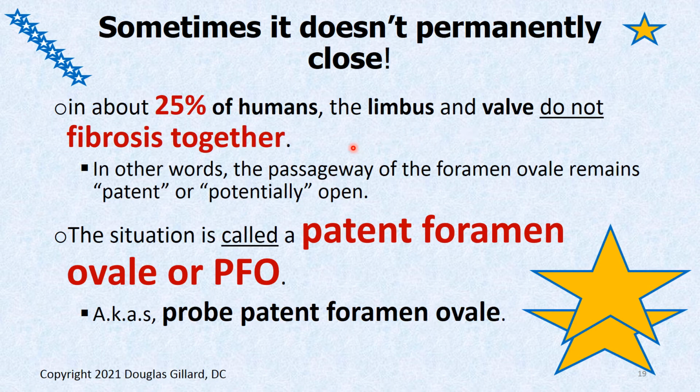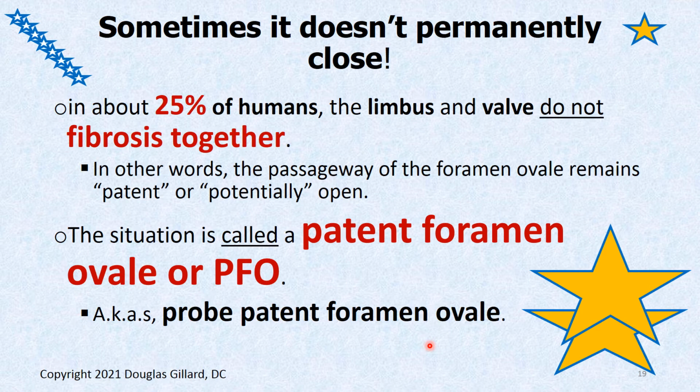So in 25% of humans, it doesn't close. The valve and the limbus don't weld or fibrose together, and that passageway remains patent, which is where the word patent foramen ovale comes from. But patent doesn't mean that blood is flowing through it. It's a potentially open channel, and it all depends on how much pressure you have in your right atrium versus your left atrium.